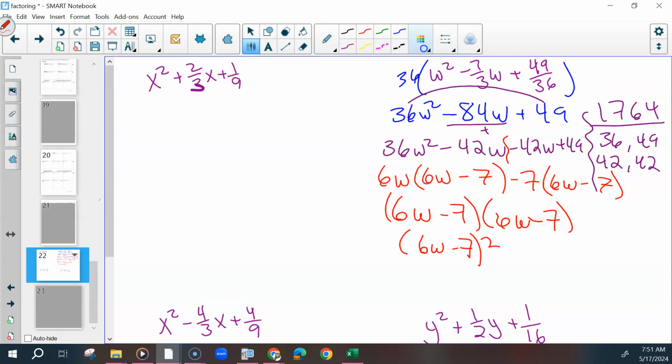42 doesn't work. 49 can't be divided by 42. That can't be the GCF, because you can't divide 49 by 42.